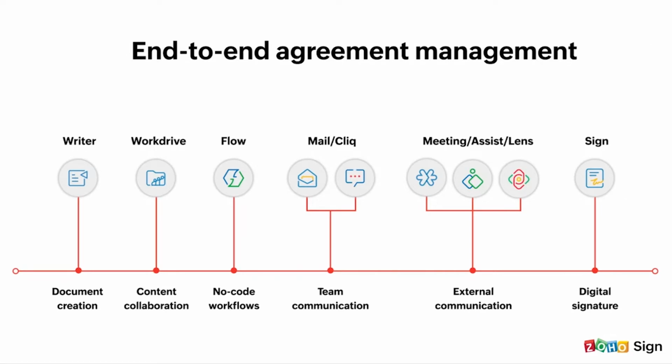So here is a quick snapshot of all the apps which will be covered today, which will help you to manage your agreements end to end. So we have apps to draft your agreements and how to securely share it with different levels of access permissions within your team. And then if you are someone who would like to add some no code workflows to manage your repetitive tasks, and how you can manage and execute agreements and collaborate internally and externally better, and finally ending it with the digitally signing the agreement. So all these would be the apps of focus today.